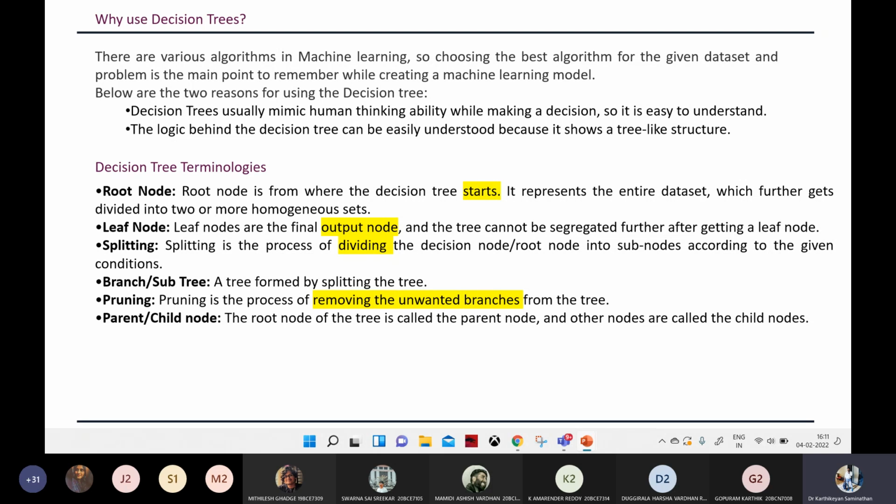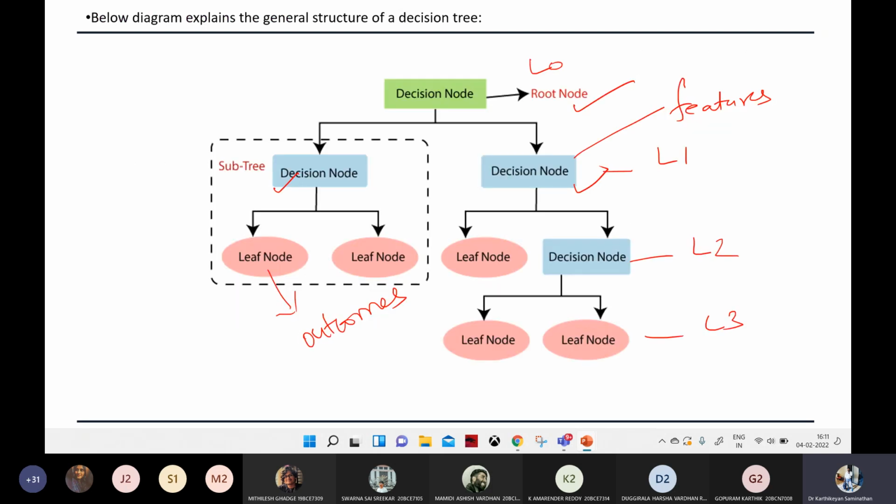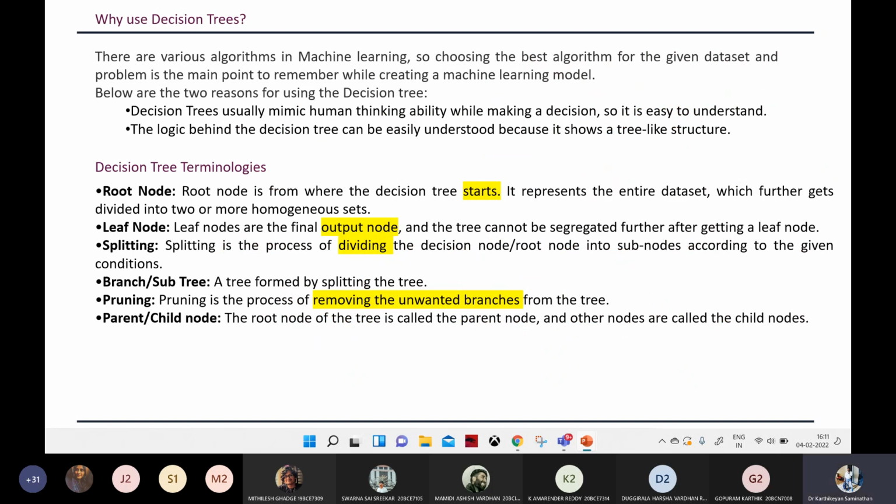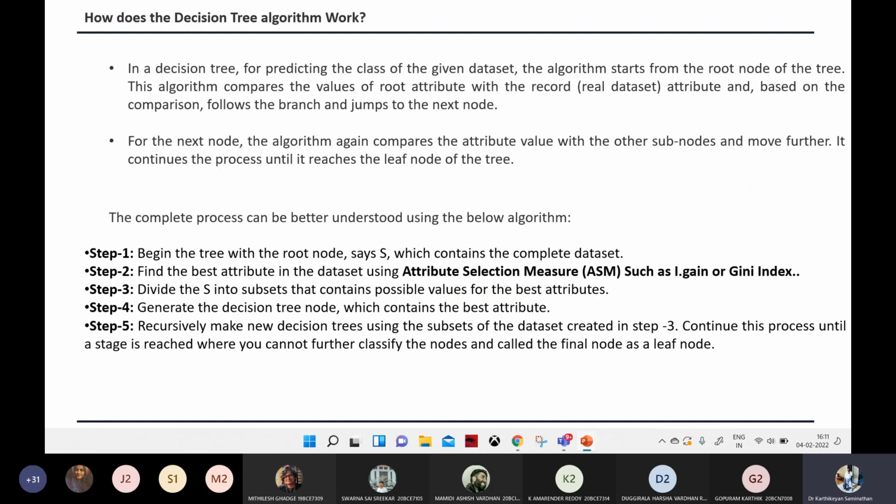So unwanted branches may be, in the previous case, here there is a node which is unwanted, and there are no more levels. So suppose I want to remove this leaf node, then we can do it through the pruning method. The root node of the tree is called the parent node, and all the other nodes are called child nodes, right?